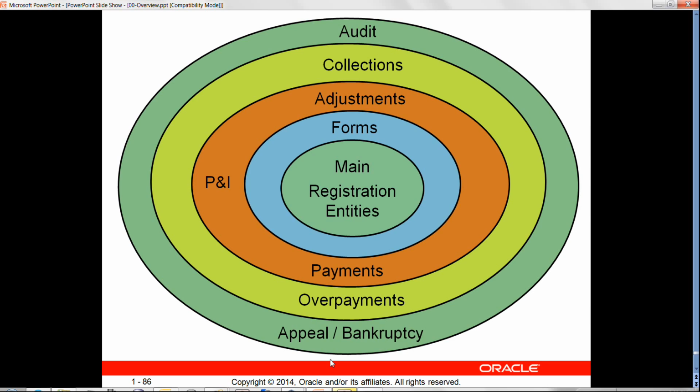We have a similar process for appeal, and then we finally saw the bankruptcy. We saw the ability to create a bankruptcy case life cycle in which the taxpayer has to prove through the courts that he's really bankrupt, and only then can you start a discharge process.